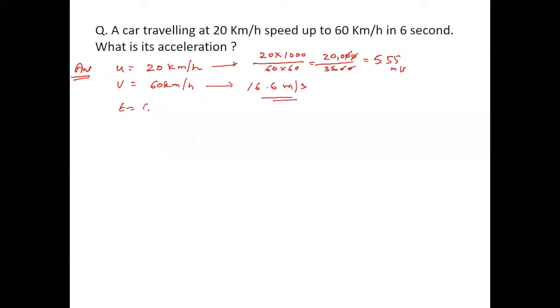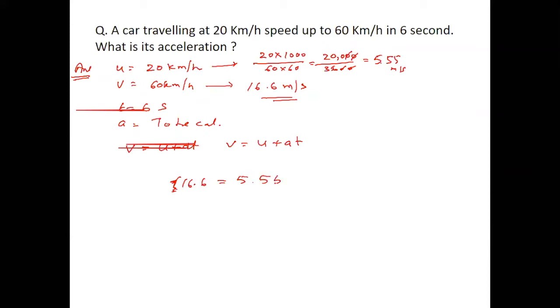And t is 6 seconds. Acceleration is to be calculated. So which formula can we use? V equal to u plus at. Okay, we know that v is 16.6 and u is 5.55, a to be calculated, into 6.